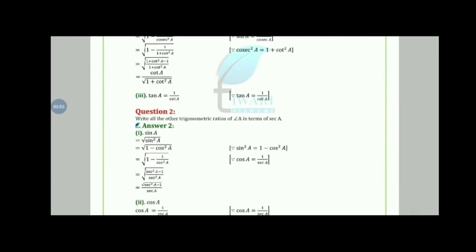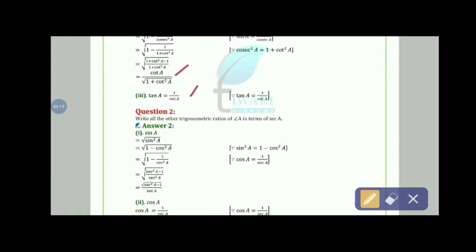Then if we further solve this, we get 1 plus cot square A minus 1 over 1 plus cot square A, which means we have root cot square A over root 1 plus cot square A. Since root cot square is given, it can be written as cot A over root 1 plus cot square A. Then third is tan A. Tan A can straight away be written as 1 over cot A.